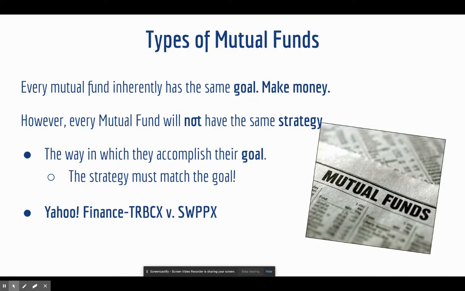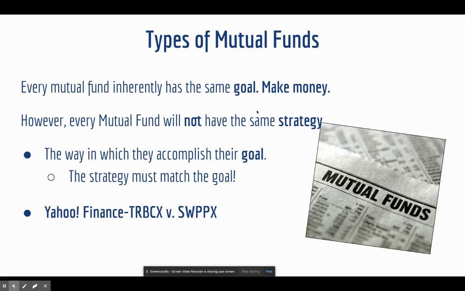If we think about what we've learned in this class so far, there are a lot of ways to make money in the stock market. We can buy low and sell high. We can short sell. We can purchase stocks that pay dividends, and we can purchase bonds and receive interest payments. Depending on your strategy, that will indicate what type of fund you ultimately have.